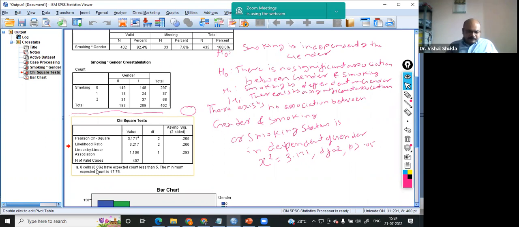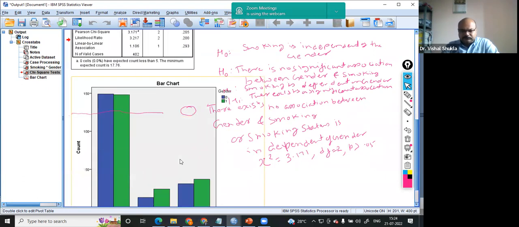So please, whenever you have done this chi-square test, please see what is written here. In most of the cases I have found, it is written that some percent of cells have expected count less than 5. In that case, your chi-square statistic is wrong. So what to do in that case? I'll come to that. Let's look at the visualizations.